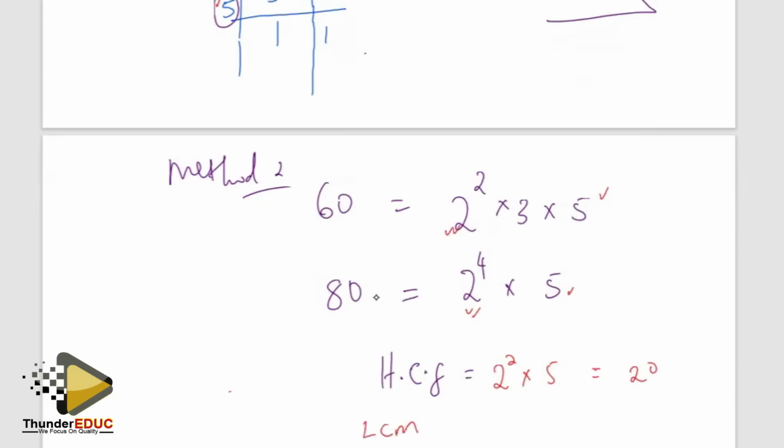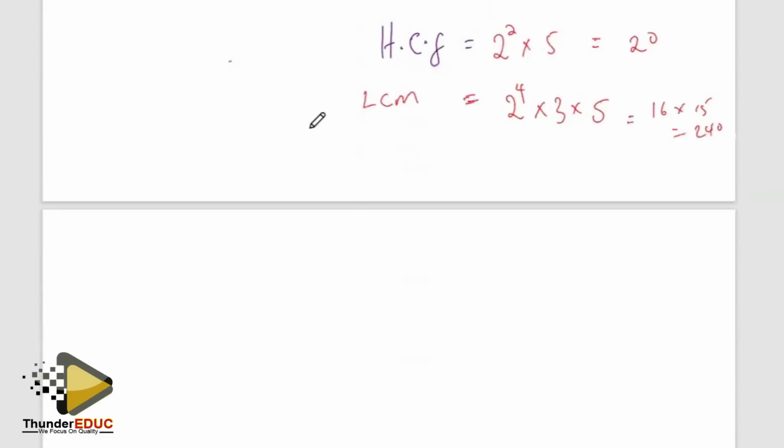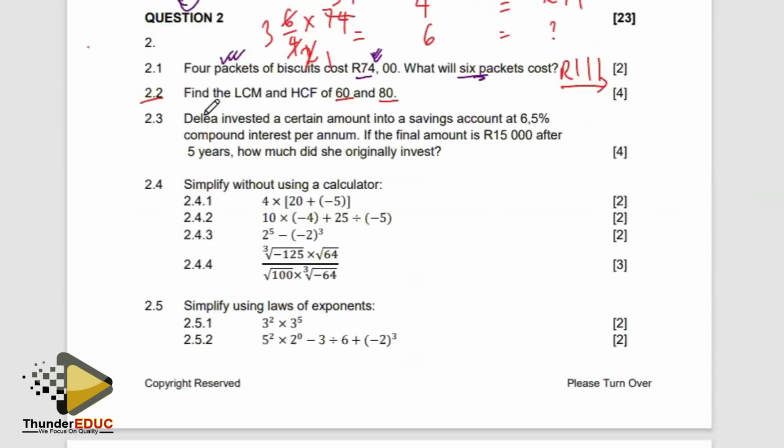When I'm finding the LCM using this approach, where I have common bases, I'll take the biggest exponent, which is 2 to the 4. Then multiply by 3, which is not common to both. 5 is common to both, so I'll take the biggest, which is still 5. That will give me 16 times 15, which should also give me 240. Is that true? Yes, it's 240. Okay, that's method 2. And then the other method is where you look at the multiples independently and the factors separately. So that is question 2.2.